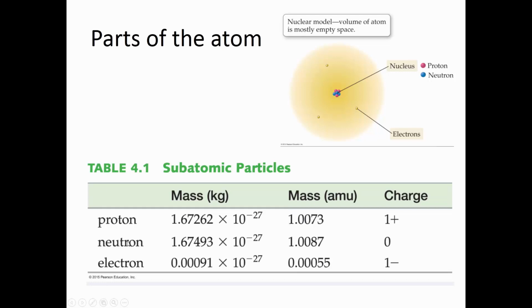They are also found in the nucleus. Also, we have a charge. So protons have a positive charge, neutrons have no charge, and electrons have a negative charge. So in terms of the properties of these parts of an atom, remember the charges for each of the three types of particles, and remember the relative masses.